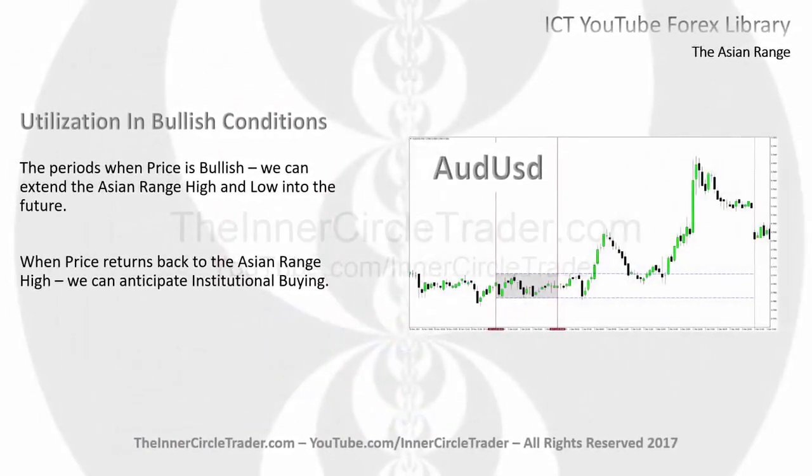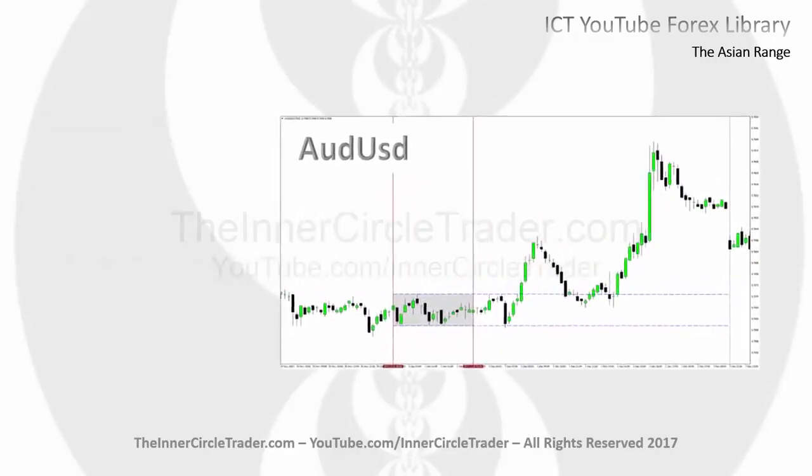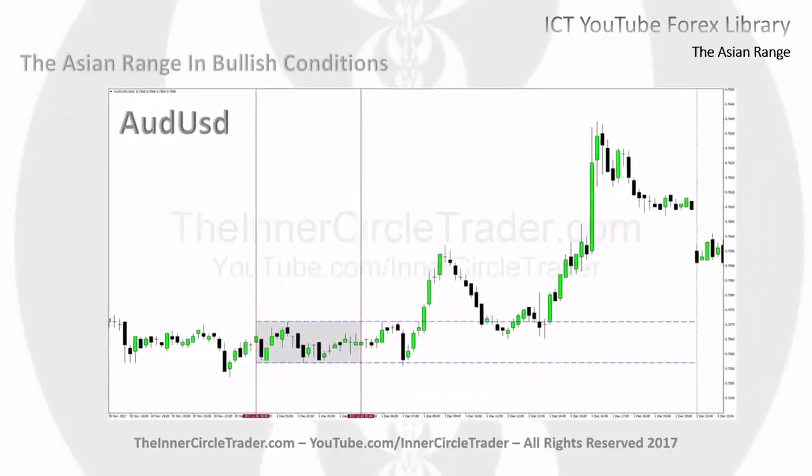Okay, so let's take a look at how we can utilize it in a bullish condition. Now, during the periods when price is bullish, we can extend the Asian range high and low into the future. When price returns back to the Asian range high, we can anticipate institutional buying. So let's take a look at that as an example here.